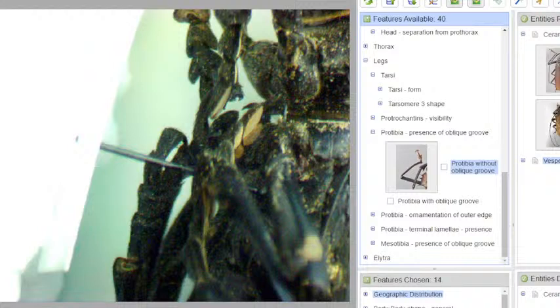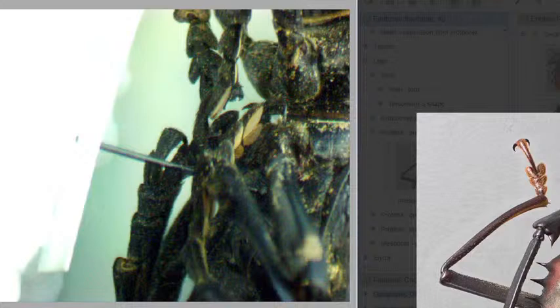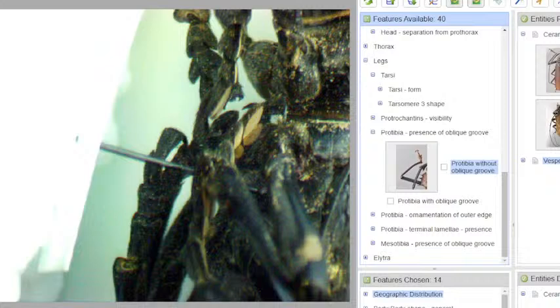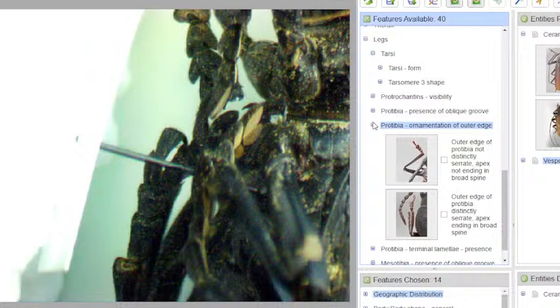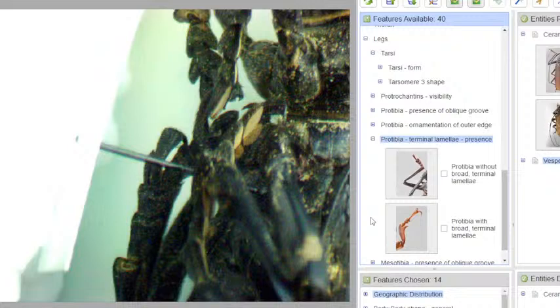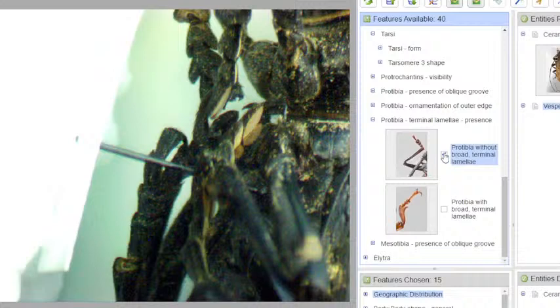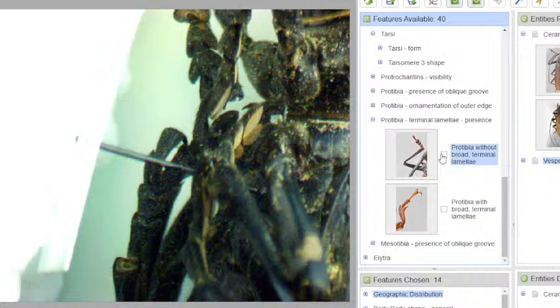I think it's funny sometimes when keys are like, yes, this obvious thing that I took a picture of, and then even when you look at a picture of it, you're like, I'm not really sure. Presence of oblique groove. Do you guys see an oblique groove? This is going to be a characteristic that separates Prionini from Lamiini. This is what we wanted.